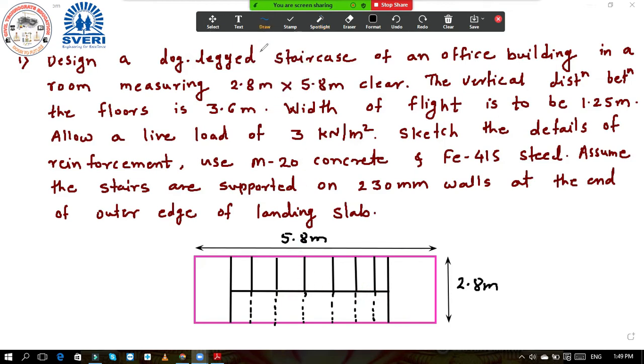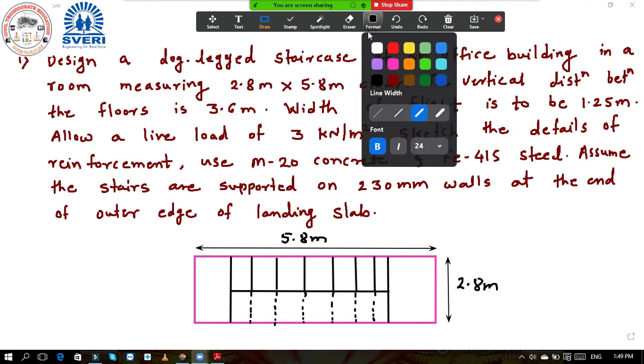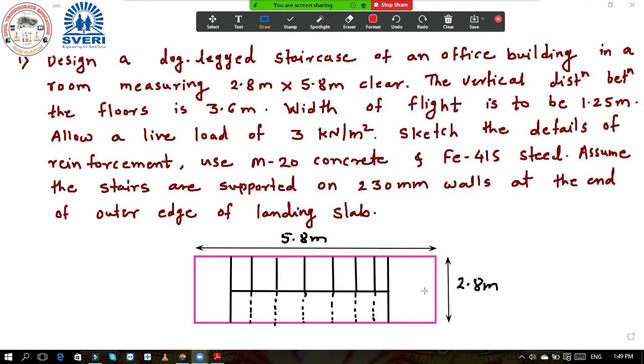Now if you see the last sentence: assume the stairs are supported on a 230 mm wall at the end of the outer edge of the landing slab. So these are the slabs. The approach is also nothing but a landing slab, but it is at the start, which is why we called it an approach. And this is your landing slab. Now if we draw again, I will take a different color. Here is the wall. This is the support, here the support is given. This is the support on both sides.